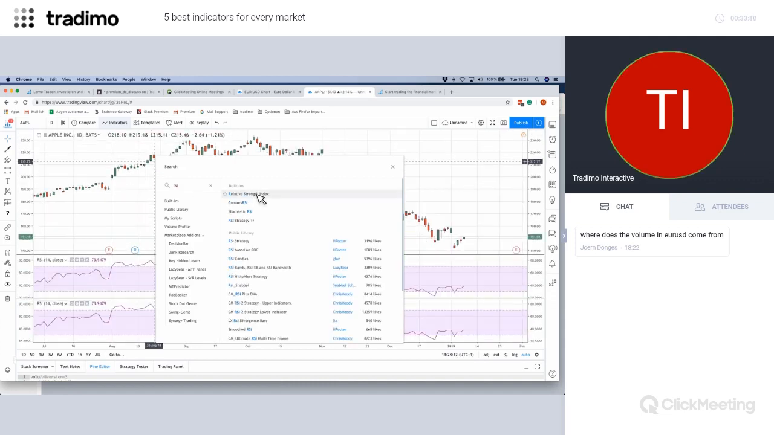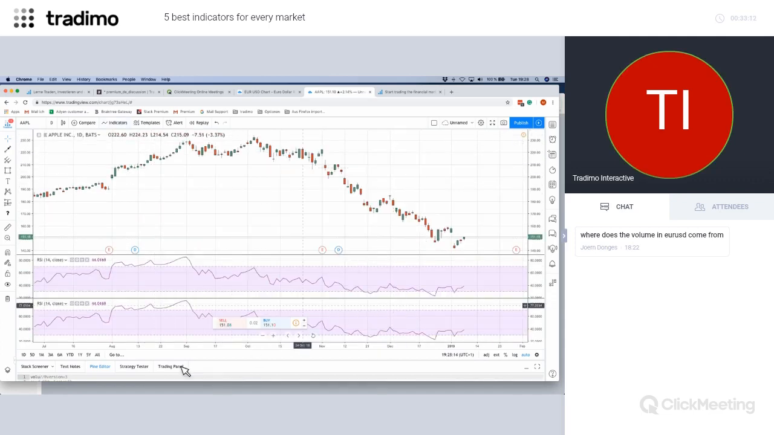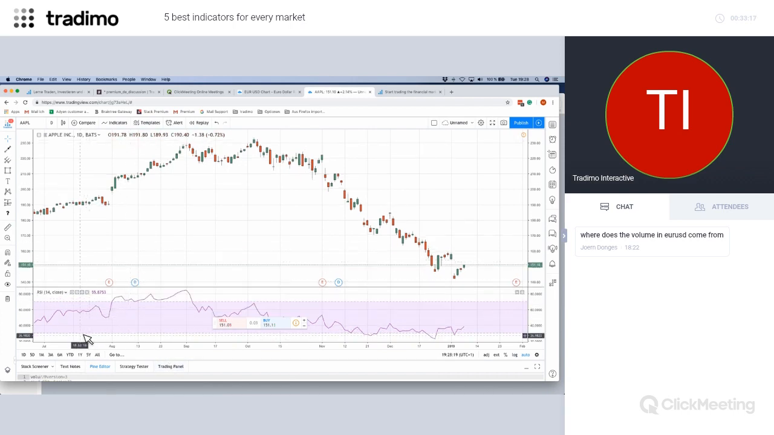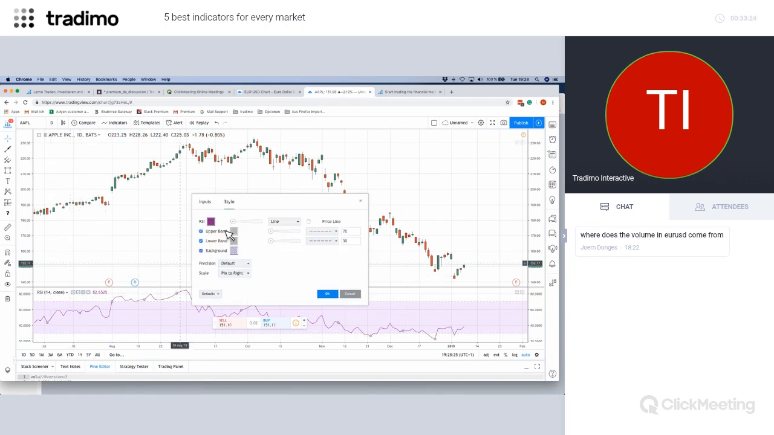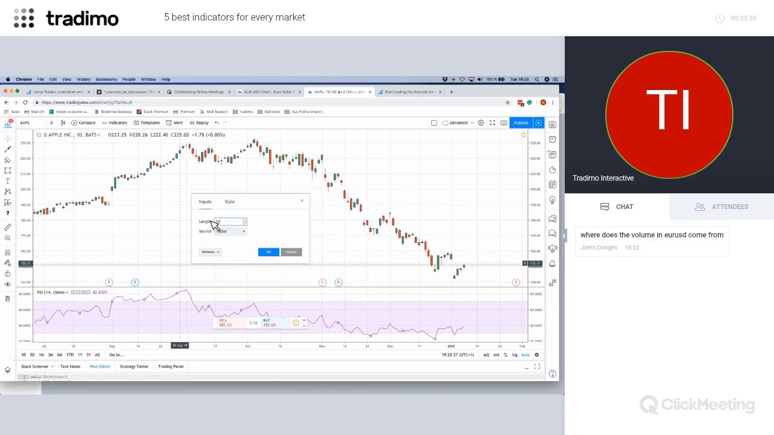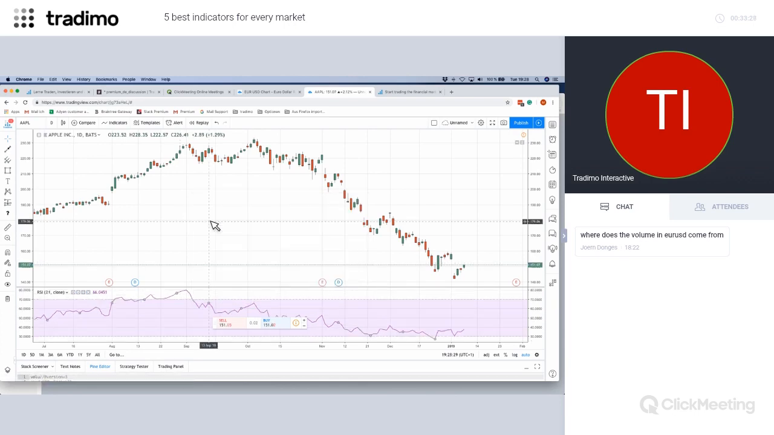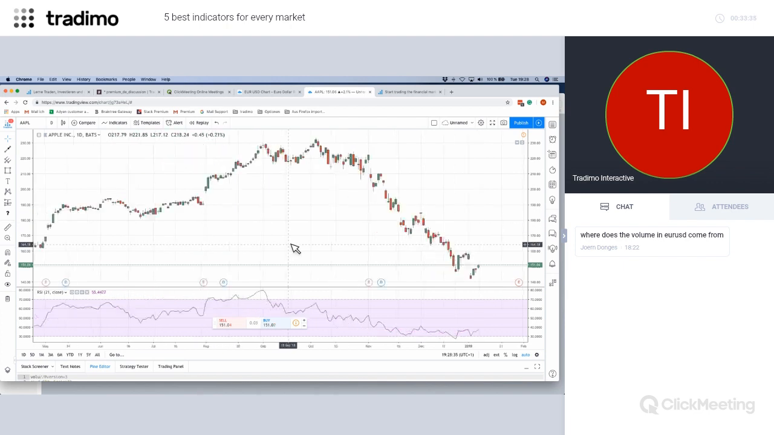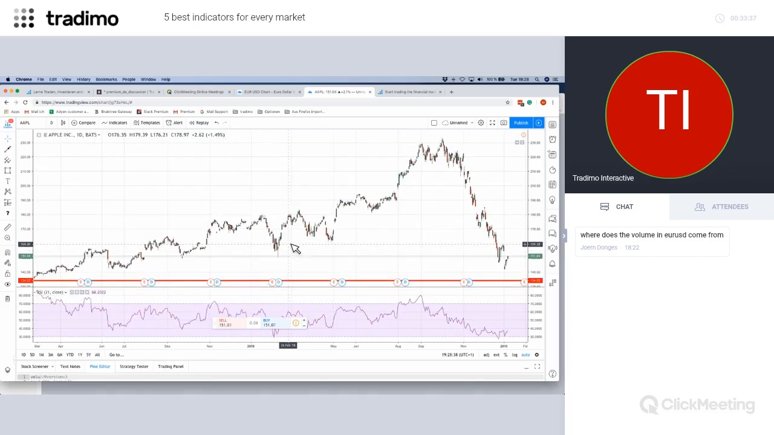It's the relative strength index, and I love it so much, so I added it twice, just a joke. So let's take one. This is the RSI with 14. Let's change this to, let's say, 21, that's 3 weeks, 4 weeks representing a month. And you can see here, let's make the picture a little bit bigger.